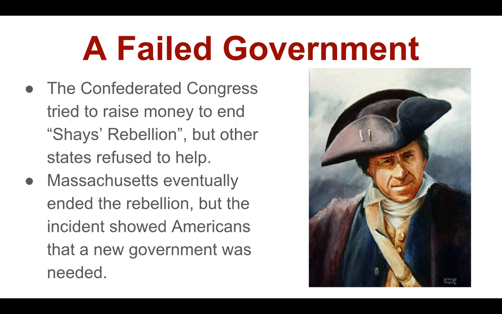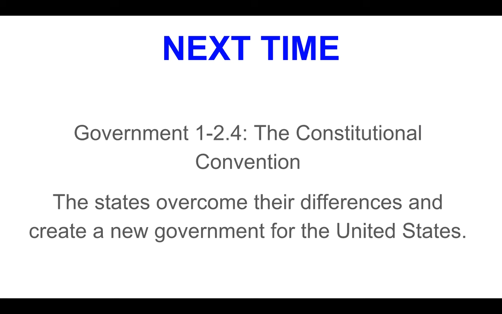Now, Massachusetts is eventually able to end Shays Rebellion. Daniel Shays right here. Sorry, we lost your rebellion. But the incident really showed Americans that a new government was needed. The Articles of Confederation did not work. Next time, we're going to look at how they create that new government through the Constitutional Convention.